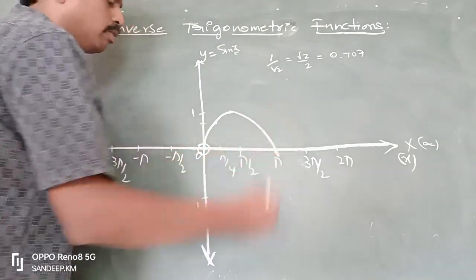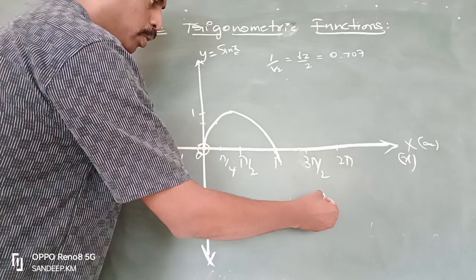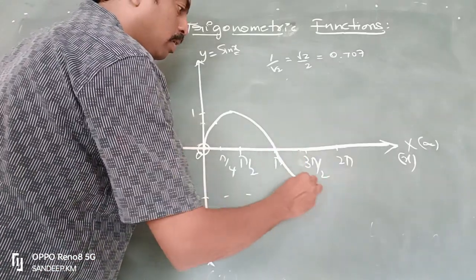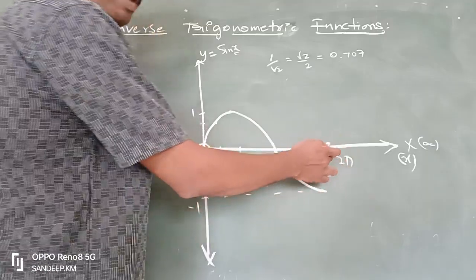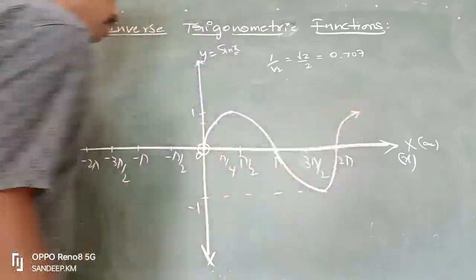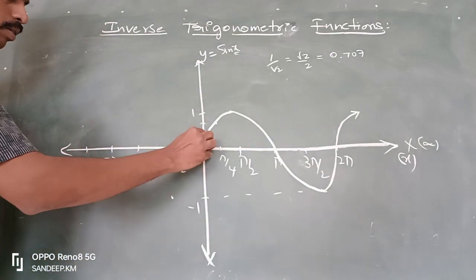Okay. So we will discuss in detail if needed. And when input is plus 3 pi by 2, the output is minus 1. When input is 2 pi, sin 2 pi is 0, and so on. Similarly, when input is minus pi by 2, the output is minus 1.